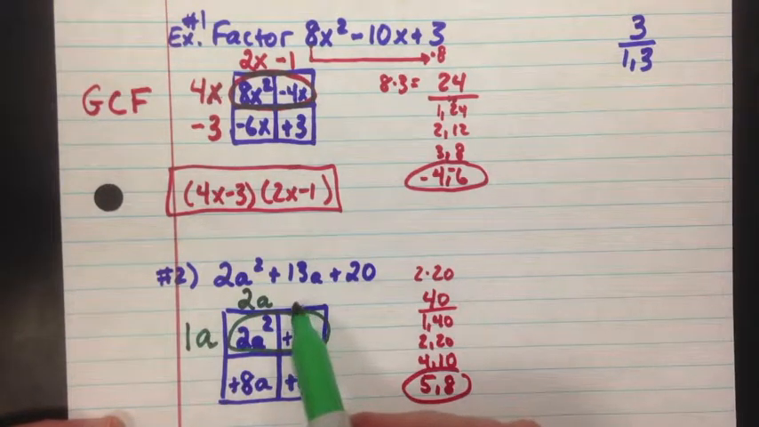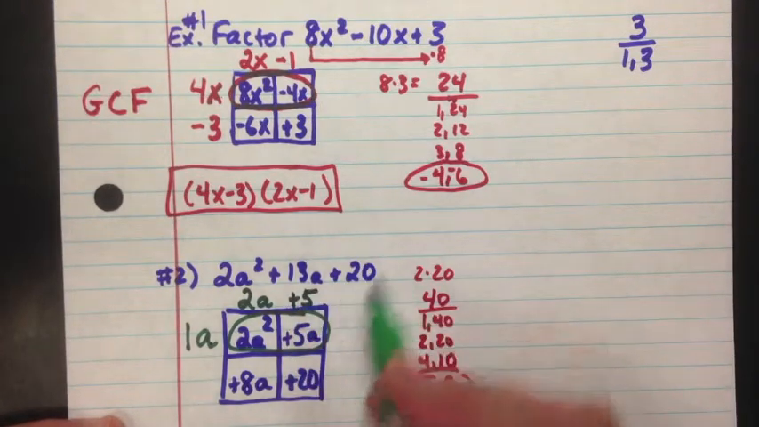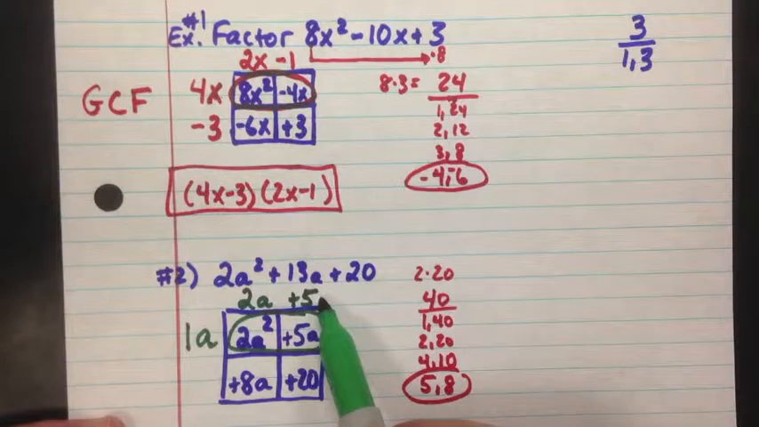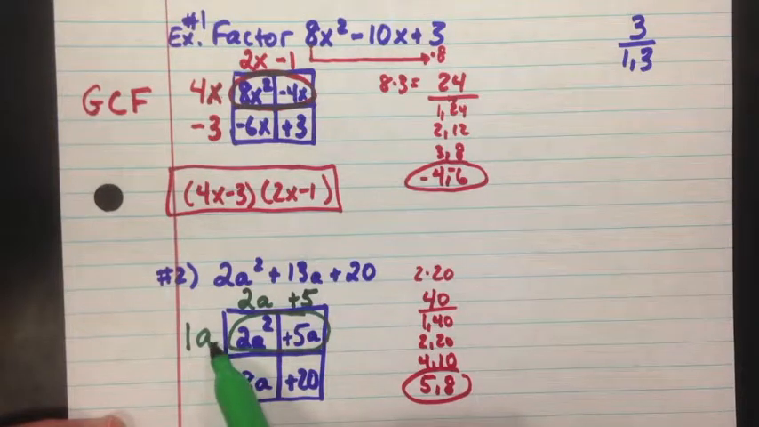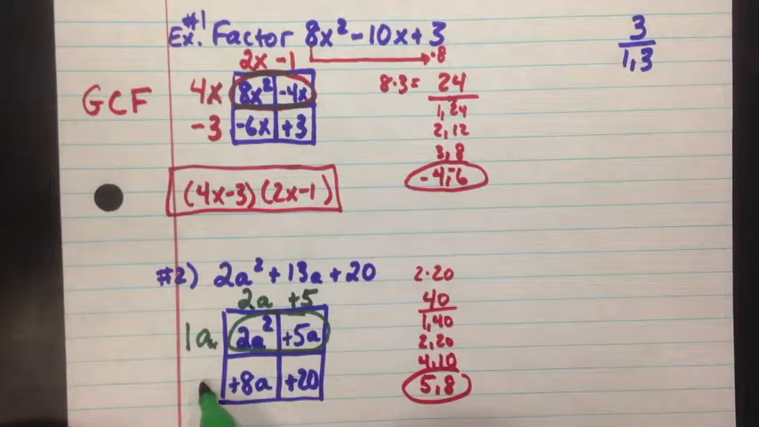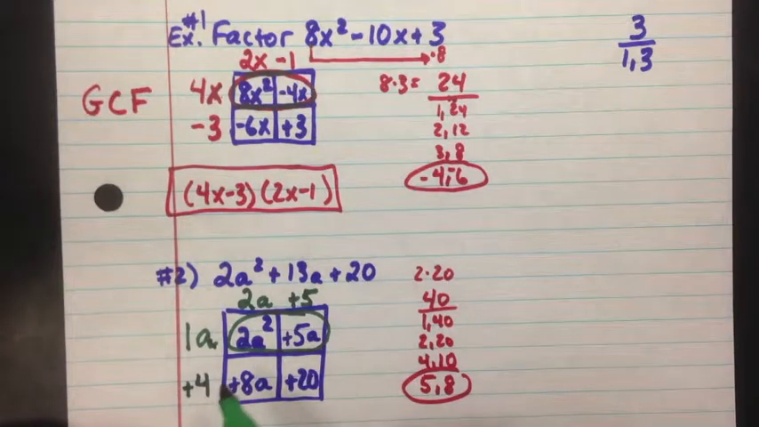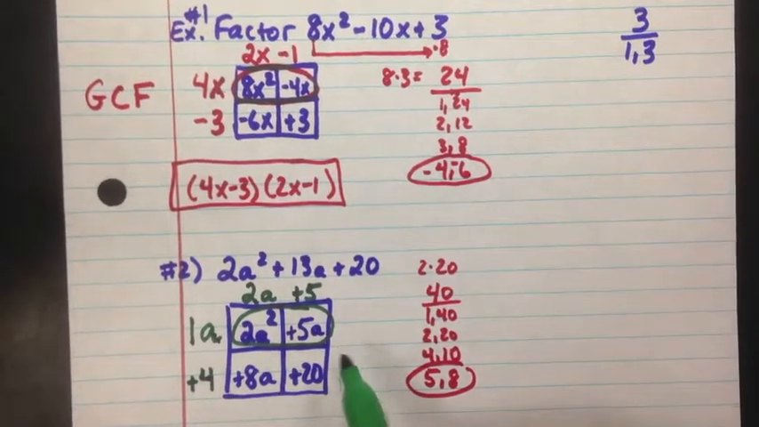1a times what gives me 5a? Just positive 5. I don't put the a down because I already have it right here. A times 5 is 5a. Now 2a times what gives me 8a? That would be a positive 4. And then 4 times 5, here's my check. Does it give me 20? Yes, it does. So this is good.